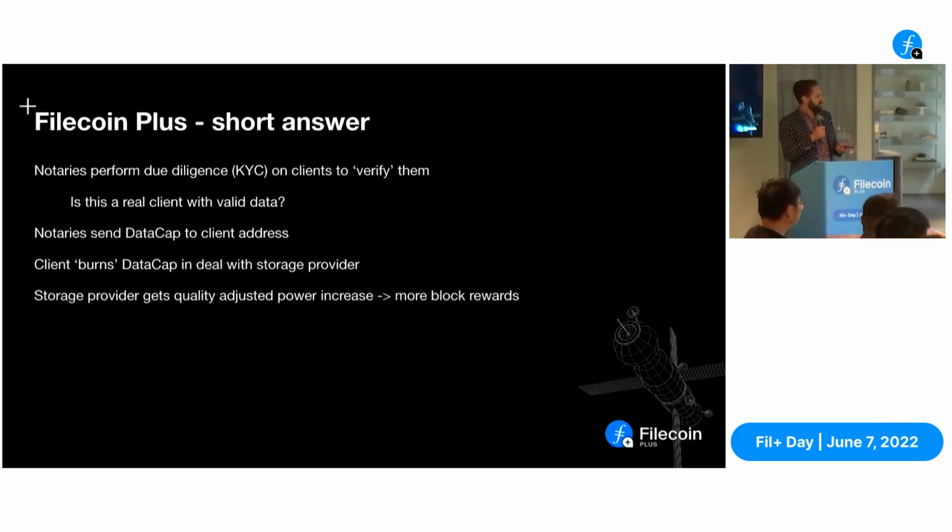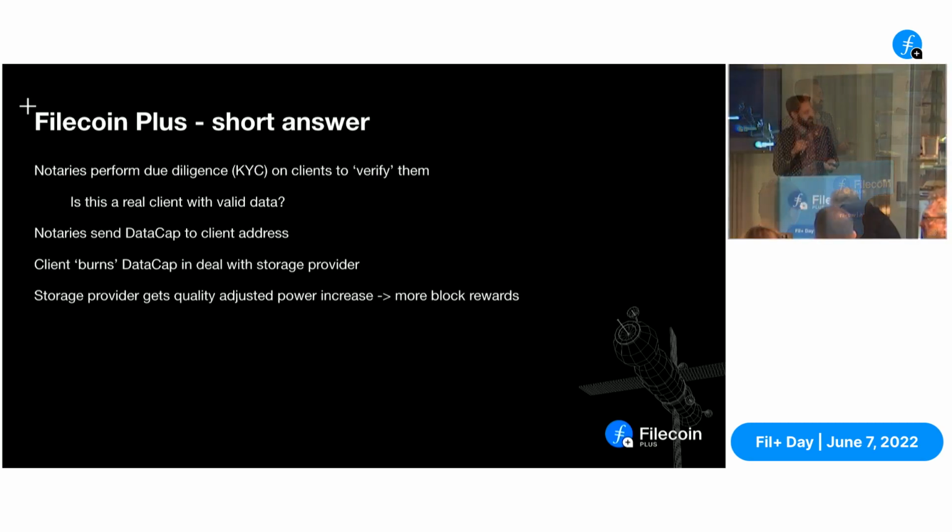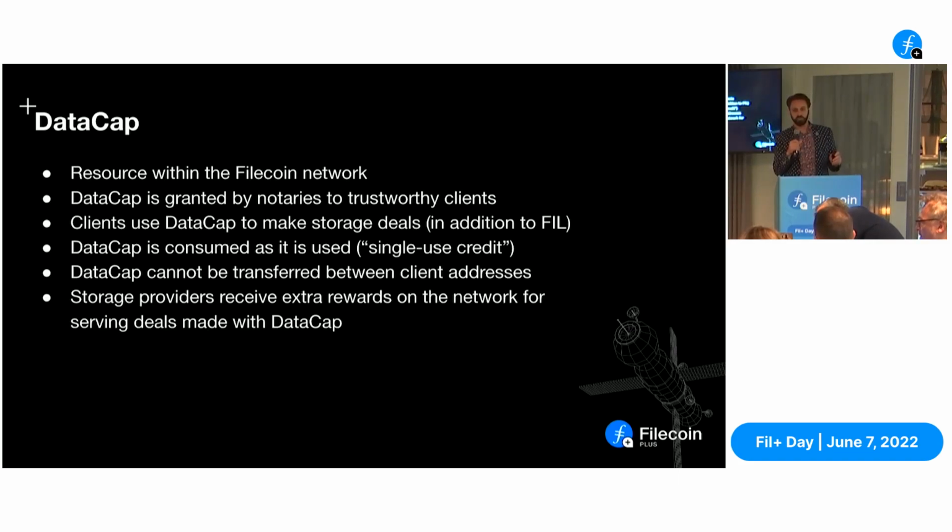When they have determined that a client is real with valid data, they send them data cap to their client address. From their client address, that client will burn that data cap in a deal with a storage provider. Storage providers then get a quality adjusted power increase, which means more block rewards. It's like light speed going through this.